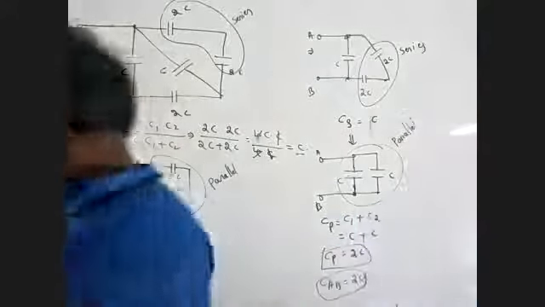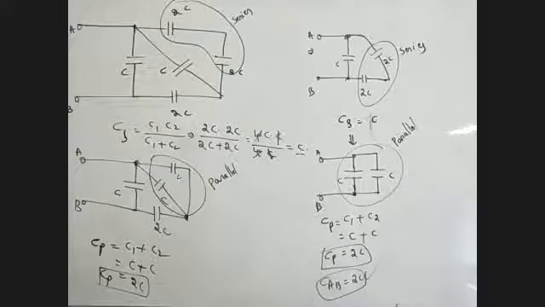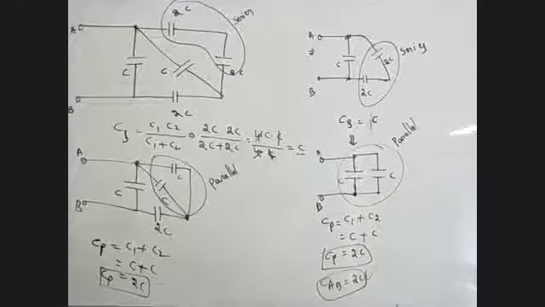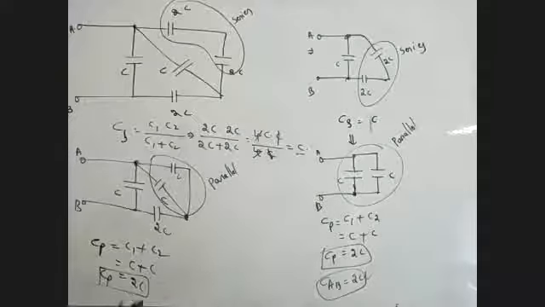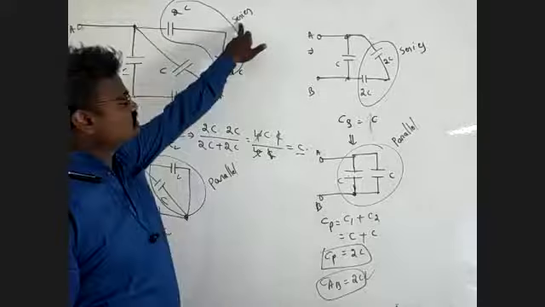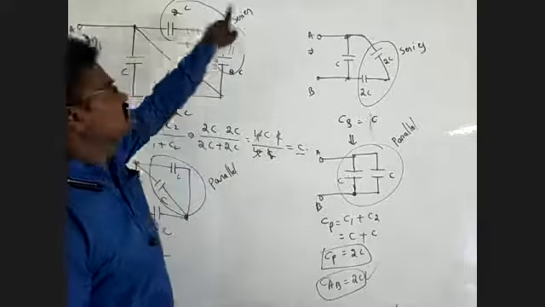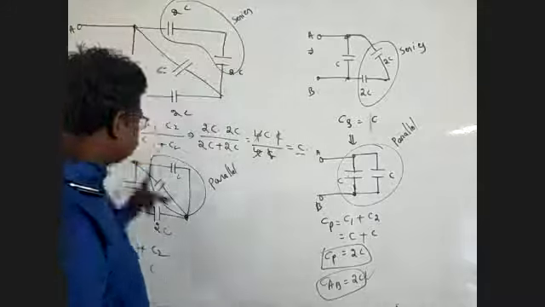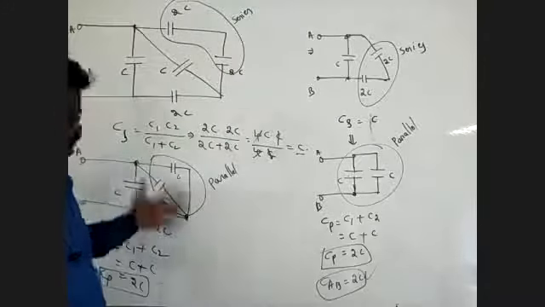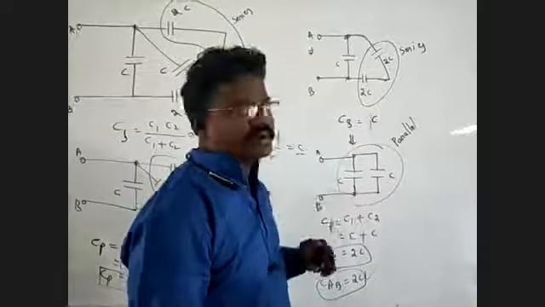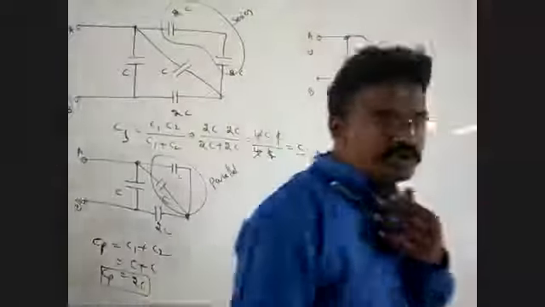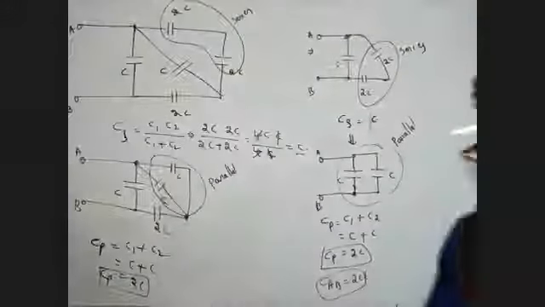The problem is over. Now the circuit is closed. How am I telling that these two capacitors are in series, and these two capacitors are in parallel? How are we going to decide whether two capacitors are in series or in parallel?